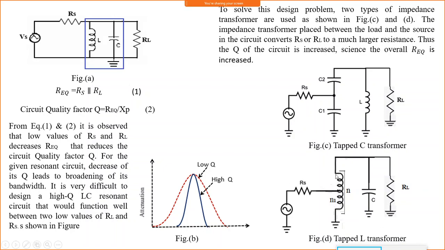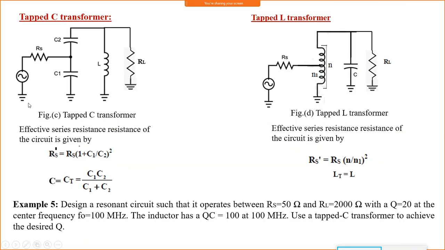The total inductor is L only, and the total capacitor is C only. In the tapped C, the capacitor is split; in the tapped L, the inductor is split. By doing this, as I said, the effective value of RS increases. How it increases, we will see now. In the tapped C transformer, first we design as before and get the values of L and C.